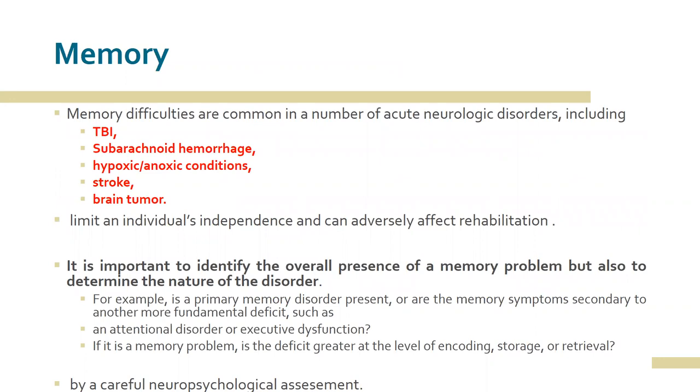Coming to the next important thing, memory. Memory difficulties are very common in a number of acute neurological disorders like TBI, subarachnoid hemorrhage, hypoxia, stroke, and brain tumor. So it is important to identify the overall presence of a memory problem, but also to determine the nature of the disorder. That means, is a primary memory disorder present, or is the memory symptom secondary to another more fundamental deficit? We have to know that. Is an attentional disorder or executive dysfunction there? If it is a memory problem, is the deficit greater at the level of encoding, storage, or retrieval? A careful neuropsychological assessment will conclude whether it is a primary memory problem or a secondary memory problem following the TBI.